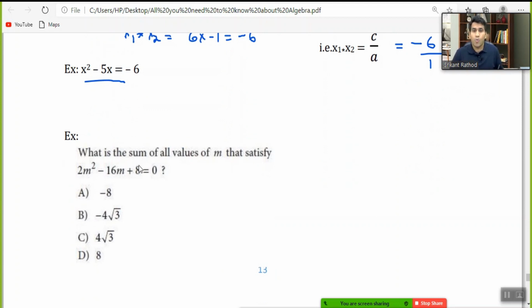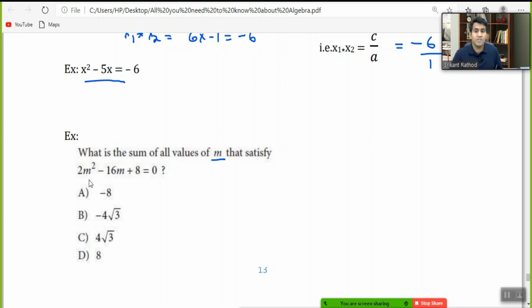Question says, what is the sum of all values of m that satisfies 2m square minus 16m plus 8 equals 0? Remember, when I'm writing quadratic equations, it is not necessary that the expression is only in terms of x. The variable can be any letter. It can also be in terms of y, i, j, k, whatever. Whenever you see the general format in quadratic form, we consider this a quadratic equation and we have to solve for that variable.